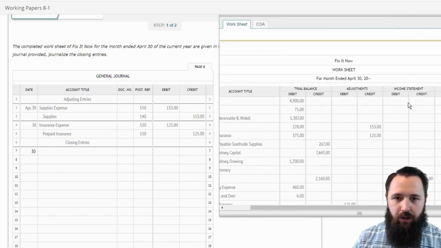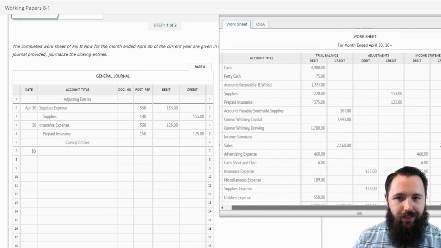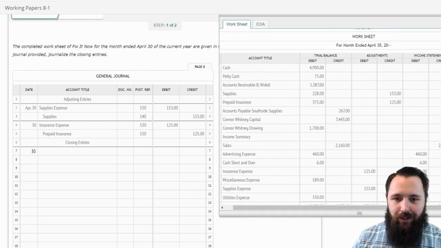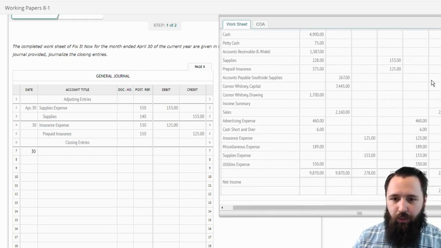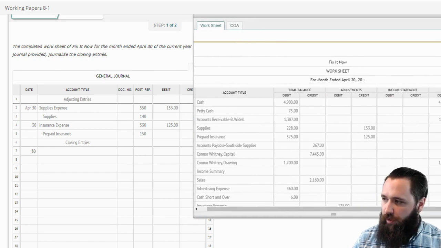So let's start and go to our income statement. The first thing that we have is sales. And sales has, if we look at our income statement, we only have one credit account. And we need to close out credits to start. Let me show you that.